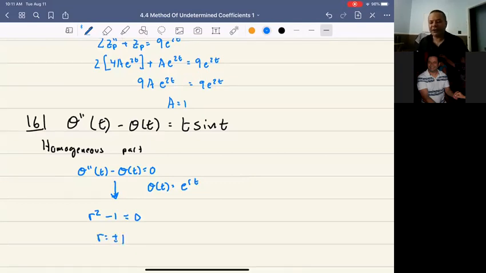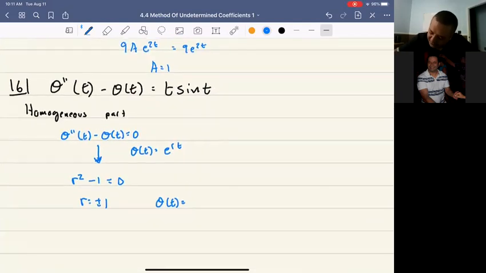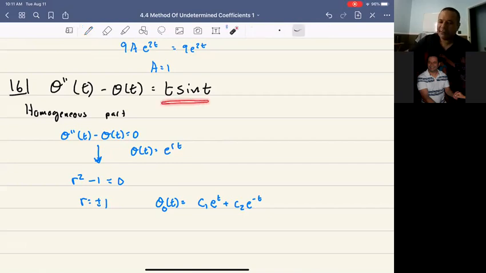Okay, so our homogeneous solution, our theta of t is going to equal theta 0 of t, c1 e to the t plus c2 e to the negative t. Okay, and we have a particular solution. Now, our particular solution needs to match this t sine of t.